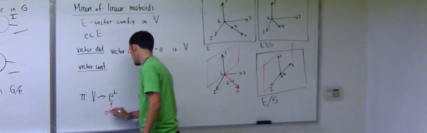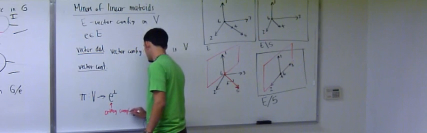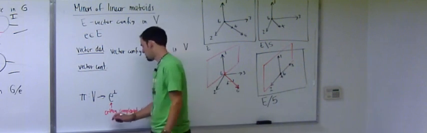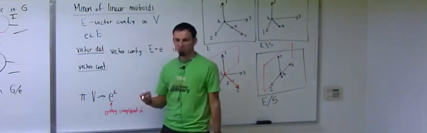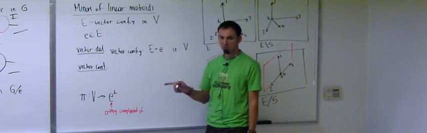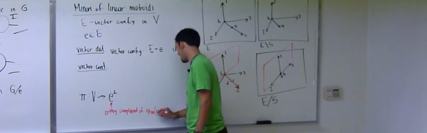Orthogonal complement of... I can't really say that it's the orthogonal complement of E because E is a vector. Orthogonal complements are of subspaces, and so really, this is of the span of E.